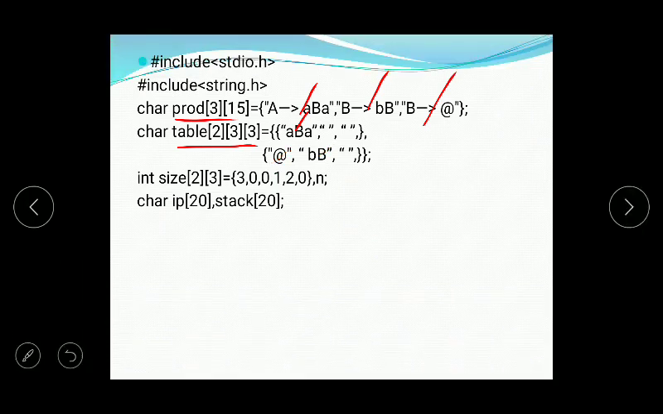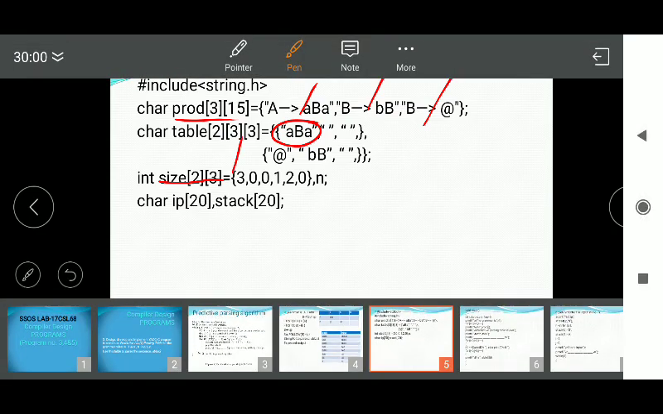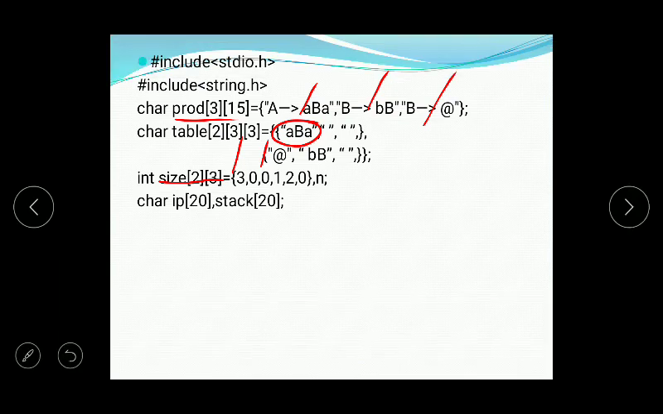Then what is this size array? One more array is int size 2, 3 with the number of symbols present in the table. The first one is ABA, so its size is 3. Next is null, so 0. Next one is also null, so 0. Then in the second row, the first symbol has size 1. The next has 2 symbols, so size is 2. Next blank, so 0. Then a single dimensional array to indicate input and stack.